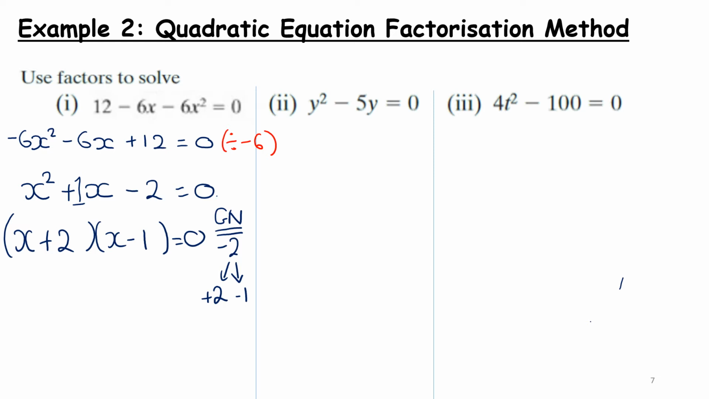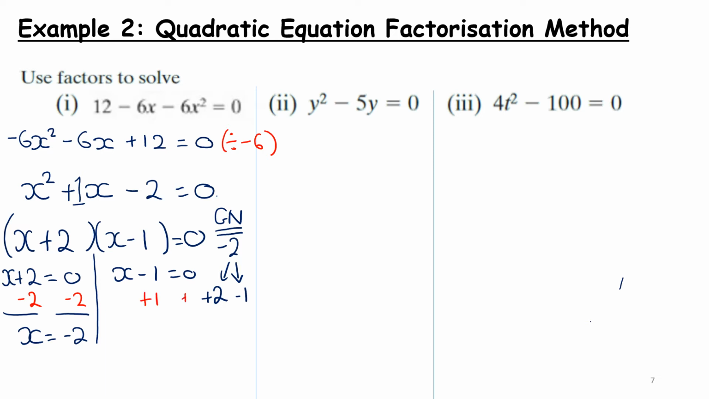Now that I've got my factors equal to 0, I'm going to use my zero product property. So either x plus 2 equals 0 or x minus 1 equals 0. I'm going to use vertical balancing and take away a 2 from both sides. When I do that, I get x equals minus 2. The second one, x minus 1 equals 0. I'm going to add a 1 to both sides, and I get x equals 1, and they are my two answers.